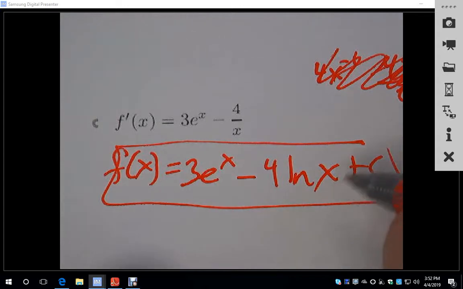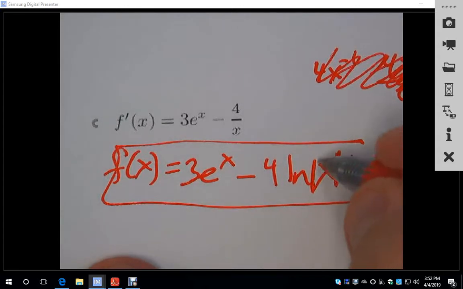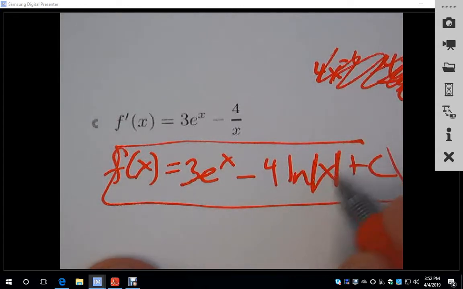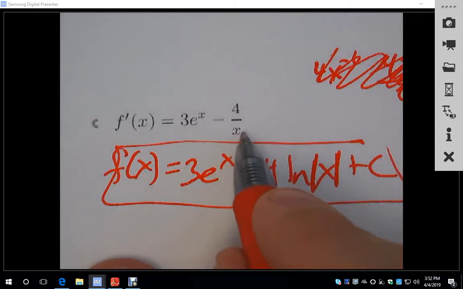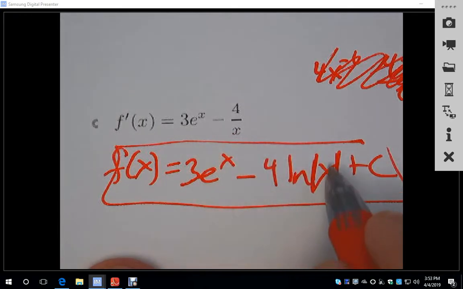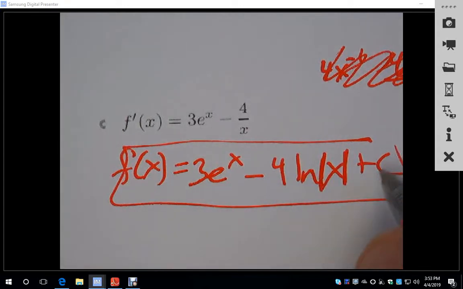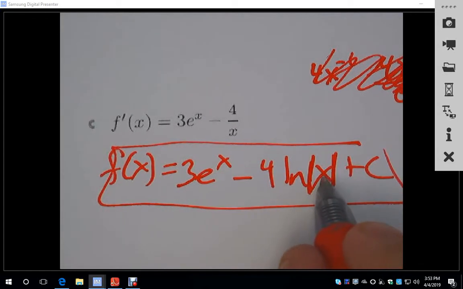I really should make a habit of doing absolute values here, because with ln of x, x could have been a negative 5, right? But when I take the ln, that negative 5 has to be positive. So just be aware that x has to be positive.